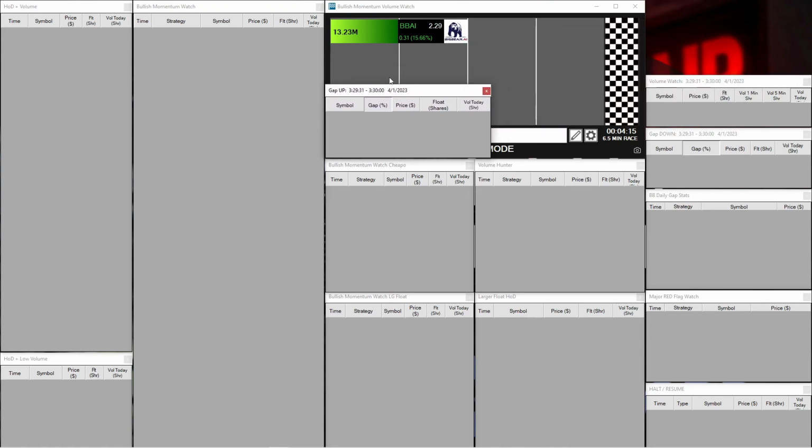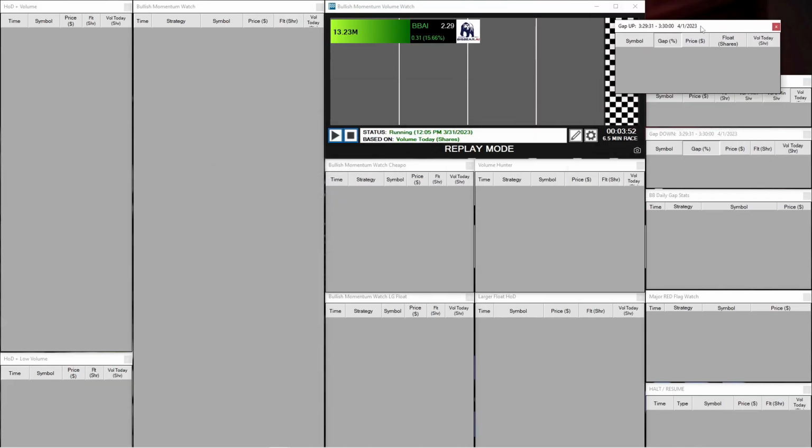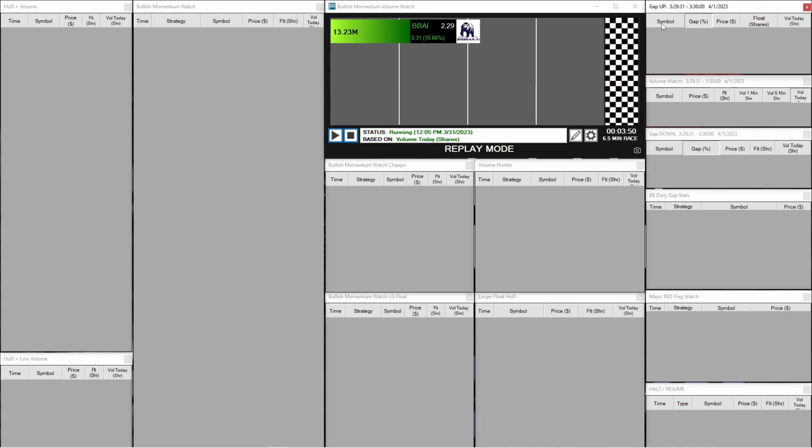It's not a large looking scanner, and I can blow it up so everyone can see what it is. We've got the symbol, we've got the gap percentage up, because this is a gap up scanner, not the gap down scanner. We'll go over that one in a minute. We have the price, we have the float, and we have the volume in shares total today. So you can move this around, but I've got the symbol, the gap percentage, the price, the float, which is really important, guys. The float is very, very important to my own personal trading. And then we have the volume in shares today as well.